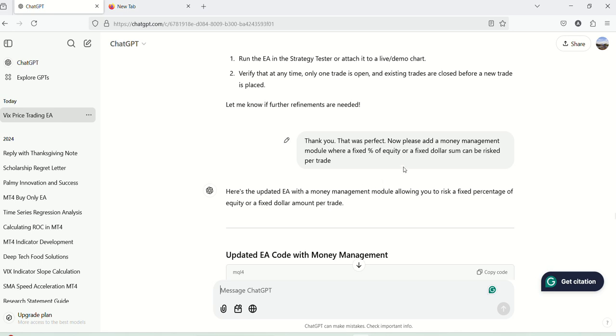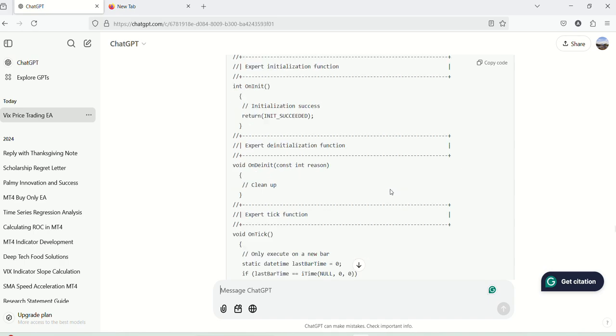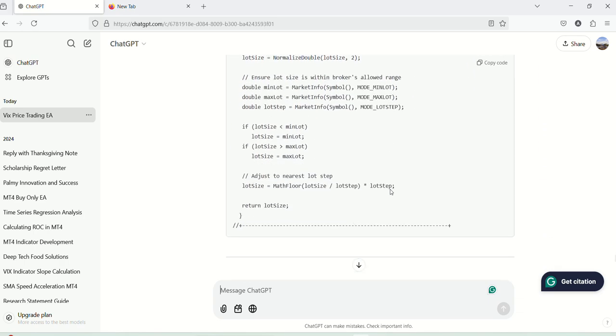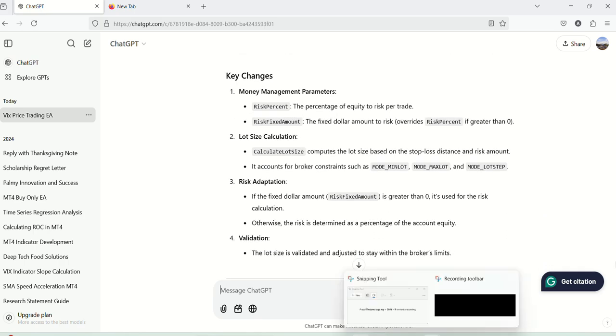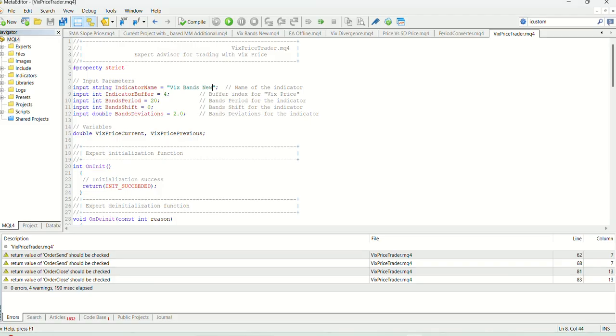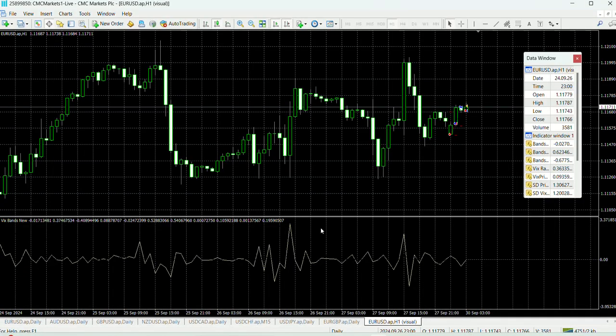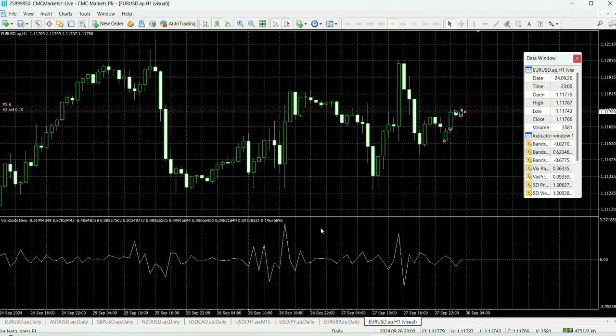And finally, I asked for a new module to be added, which is a money management module, where a fixed percentage of equity or a fixed dollar sum can be risked per trade. ChatGPT updated the code and gave me a final version. Each time I compiled the code, checked for errors, and then saved it and ran it. I'm currently running it in a strategy tester.